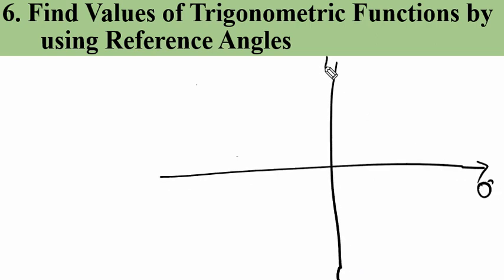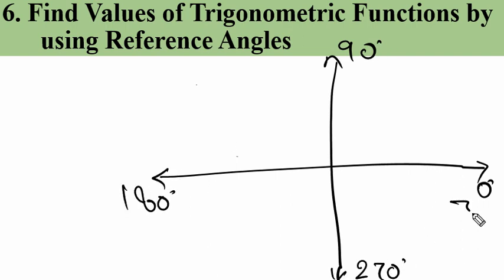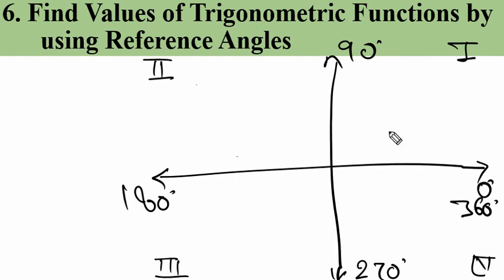This is 0 degree, this is 90 degree, this is 180 degree, and this is 270. One complete rotation, you can call it 360 degree also. This is your quadrant 1, quadrant 2, quadrant 3, and quadrant 4. These are the names. So if any angle lies between 0 and 90, that is your quadrant 1.